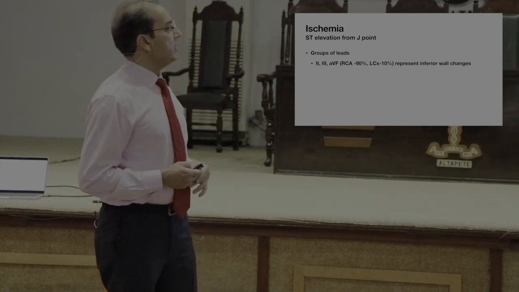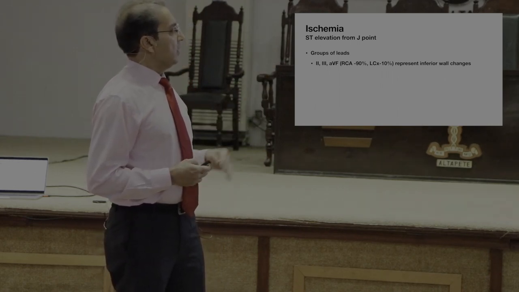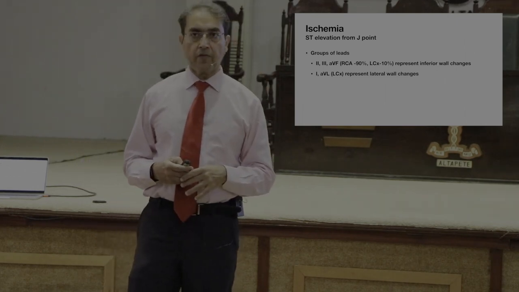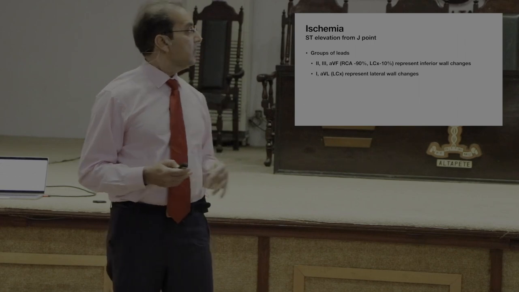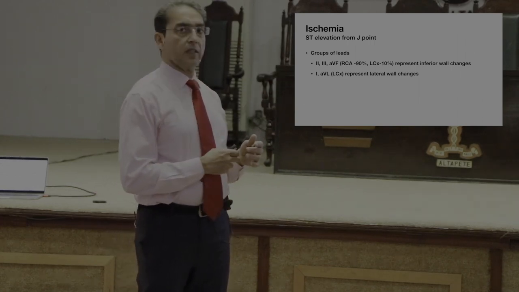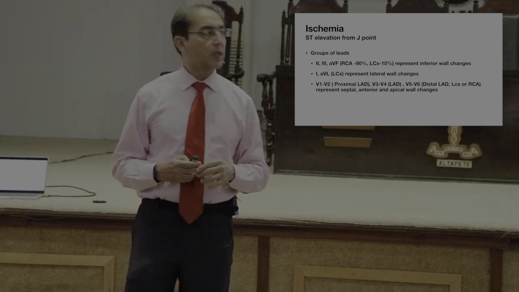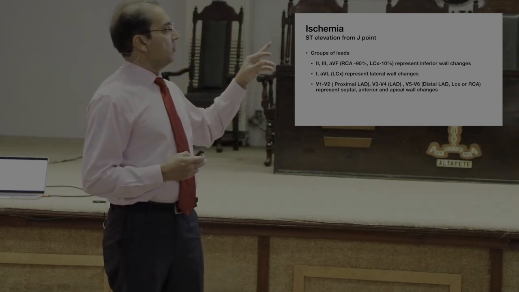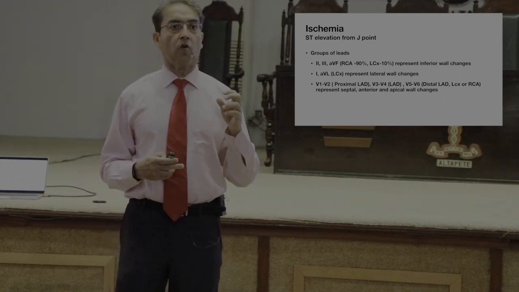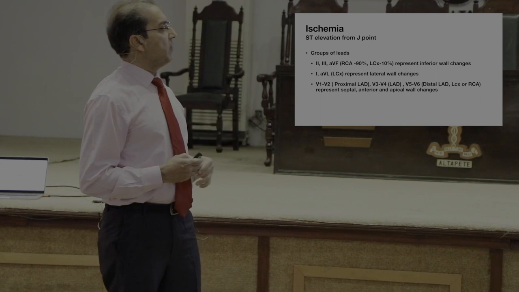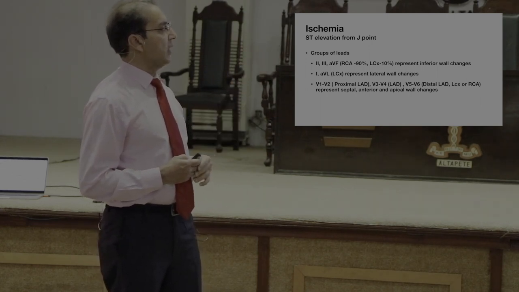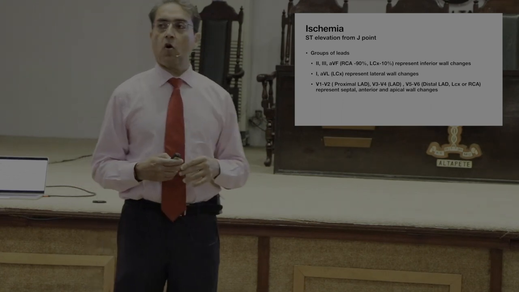If there are changes in 1 and aVL, these represent lateral wall changes, and this is because of involvement of the left circumflex artery. If the changes are in V1 and V2, this is proximal LAD, and indicates a septal lesion. Leads V2, V3, V4 represent the left anterior descending artery and the anterior wall. And then you've got V5 and V6. This indicates apical changes, and it may be because of the distal LAD, left circumflex or right coronary.